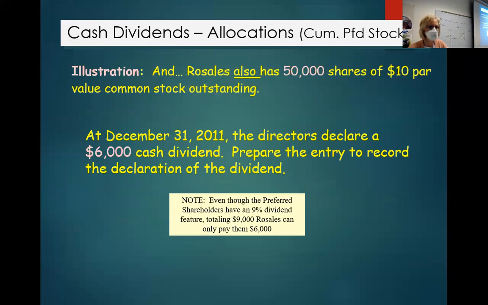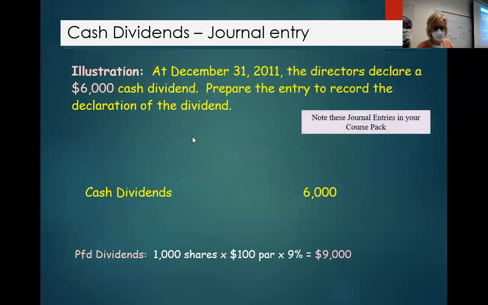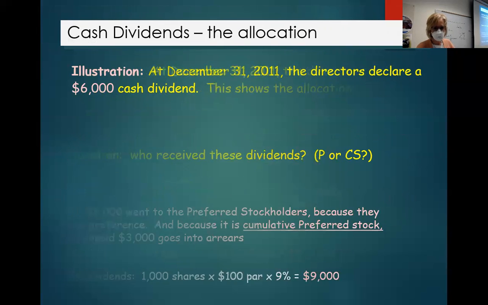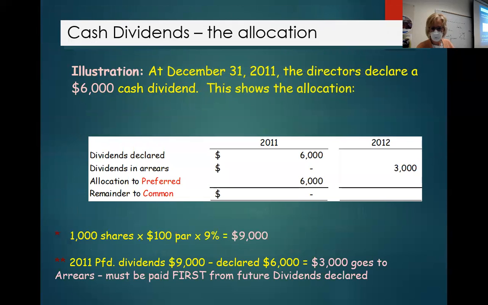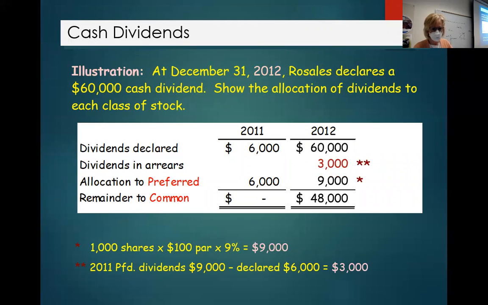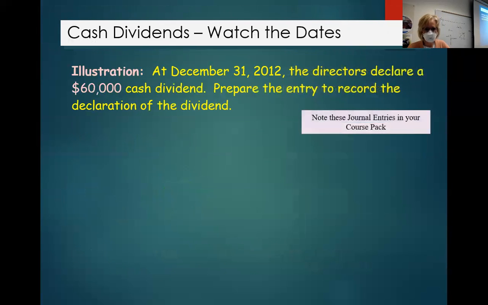So you'll have to split dividends payable between all that. You can create two accounts, dividends payable common and dividends payable preferred. We just simplify it here. So this is what we just did on your handout. All right, they declare a dividend, everything goes in arrears.